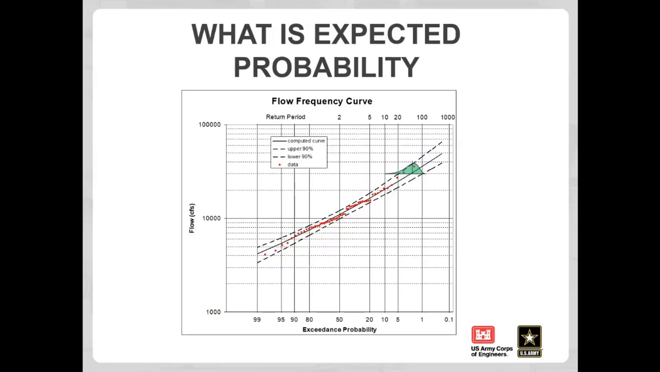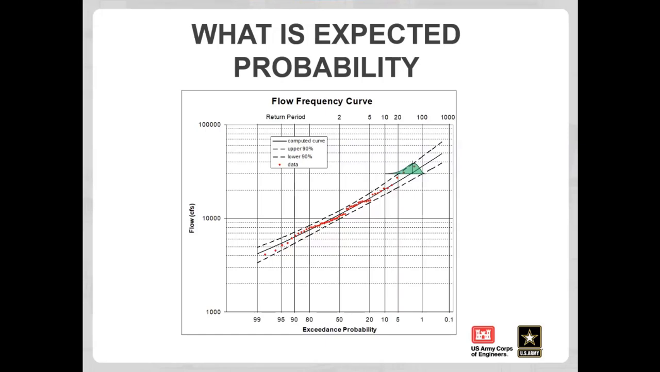So we're gonna kick it off here. This is pretty high level because I wanted to get through the slides relatively quickly and leave plenty of time for discussion. So we'll start off with a visual to calibrate you to what expected probability is and where it comes from. This is a typical flow frequency curve. The computed curve is the solid line, and the two dashed lines represent the confidence interval.